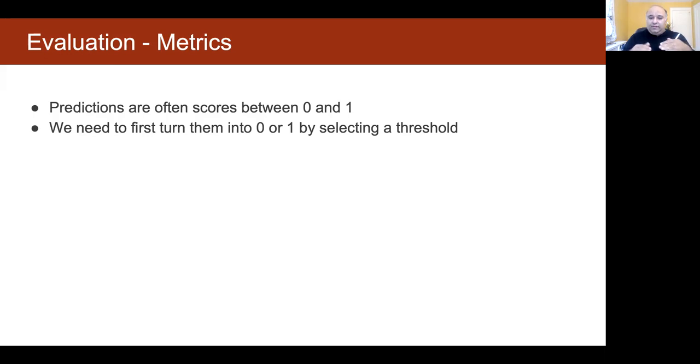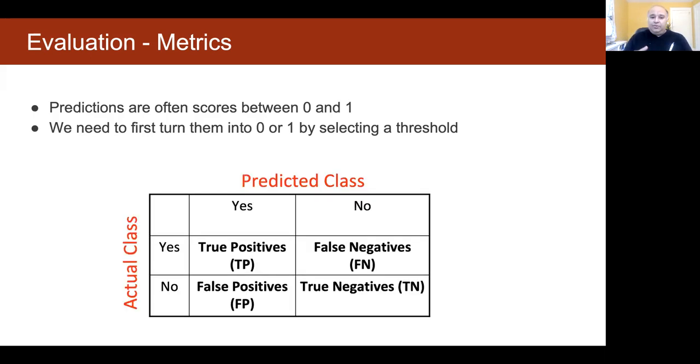We're going to cover a couple of ways of selecting this threshold. But once we've selected that threshold, the score turns into a hard classification, a 1 or a 0, that we can then turn into what's called a confusion matrix. Most of you hopefully have covered this before. It tells us what the prediction is, a 1 or a 0, and what the actual class is. So we've got true positives and true negatives, things that the model was correct about, and false negatives and false positives, things that the model was wrong about.